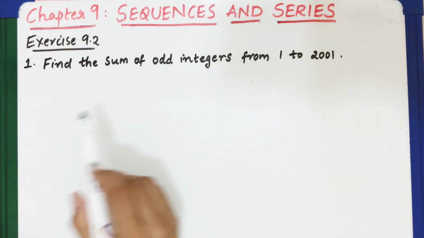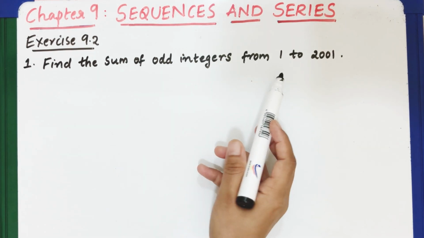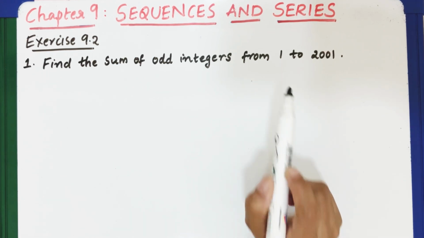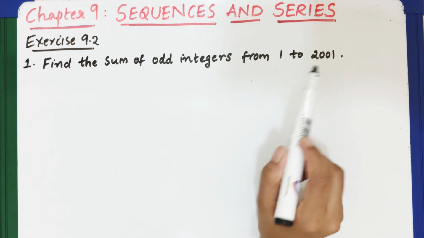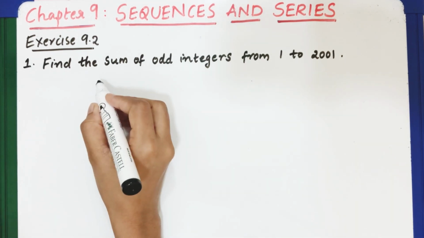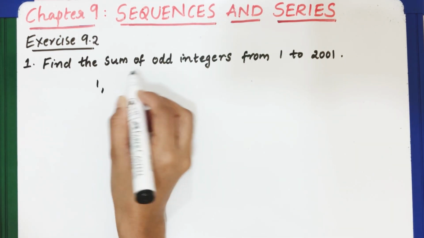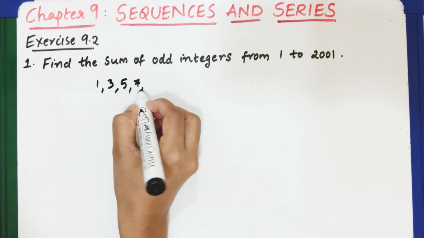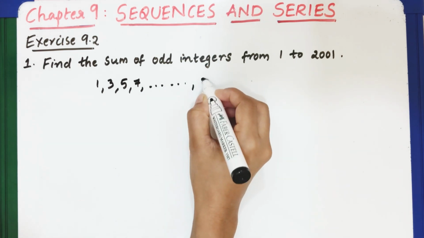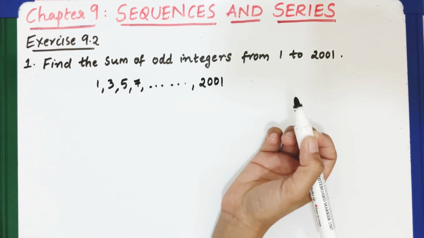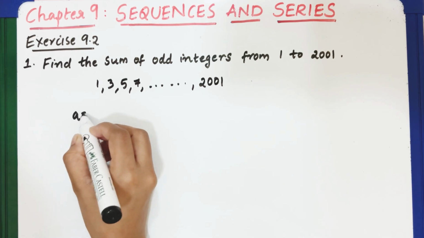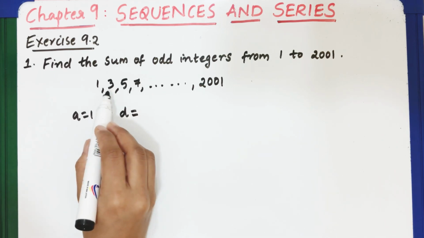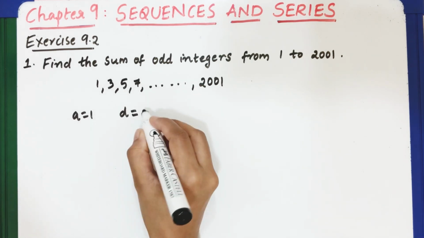Okay, first question: find the sum of odd integers from 1 to 2001. We have to find the sum of odd integers from 1 to 2001. What will be the sequence here? Here the first term is 1, then odd integers. The next terms will be 3, 5, 7, etc., up to 2001. Here a is equal to 1, and the common difference d is 3 minus 1, which is 2, or 5 minus 3, 2.